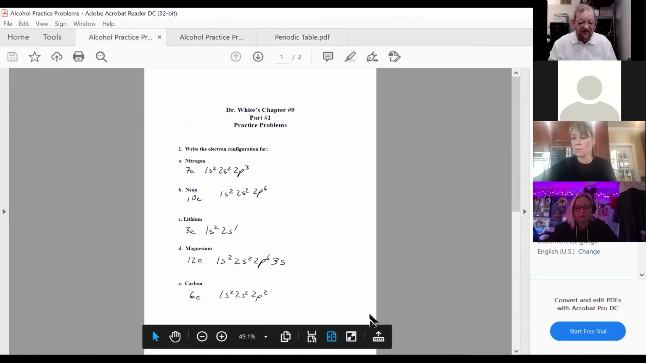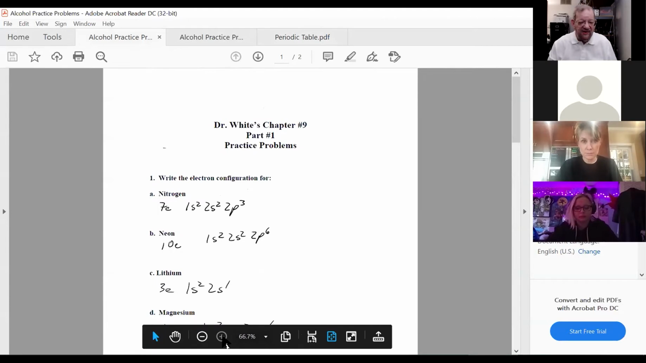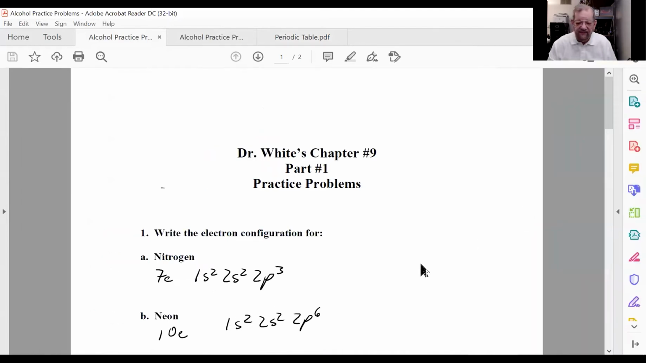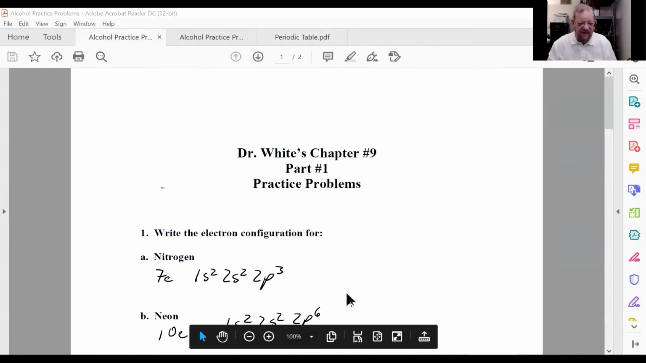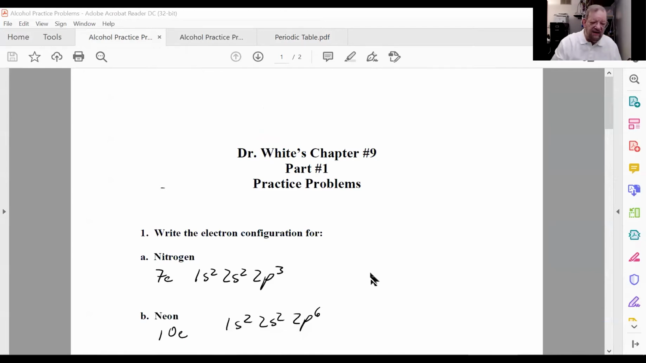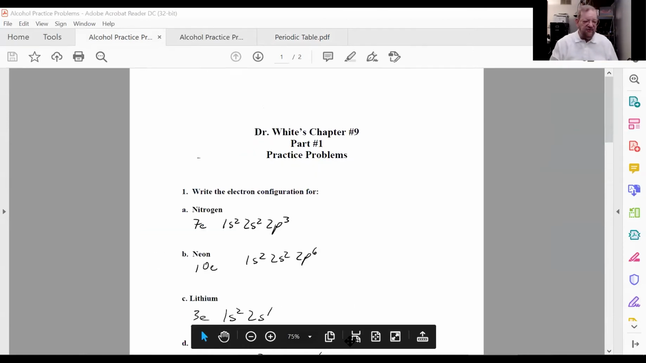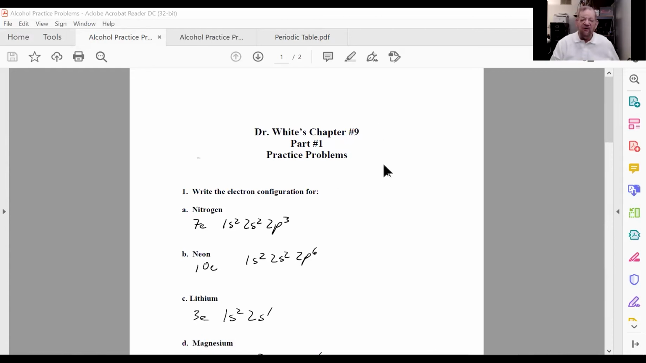All right, first of all, let me make this larger. Everybody see chapter 9 on your screen? Thank you. Okay, let's go through this. Now you're asked to write the electron configuration for various elements. And in order to do that, you have to know how many electrons.